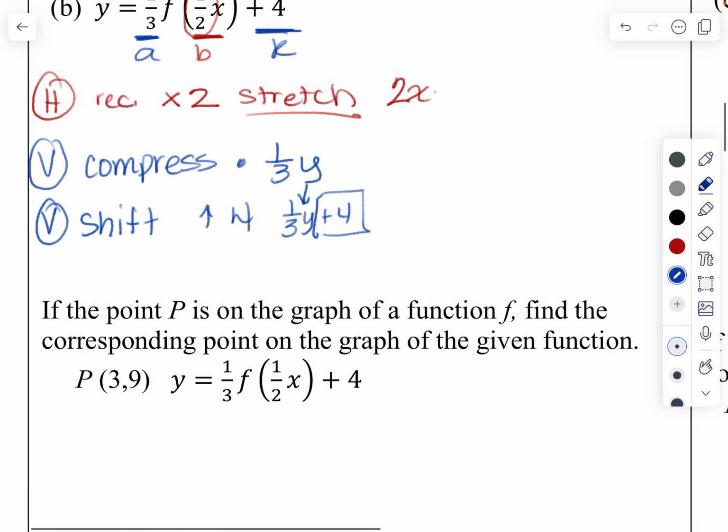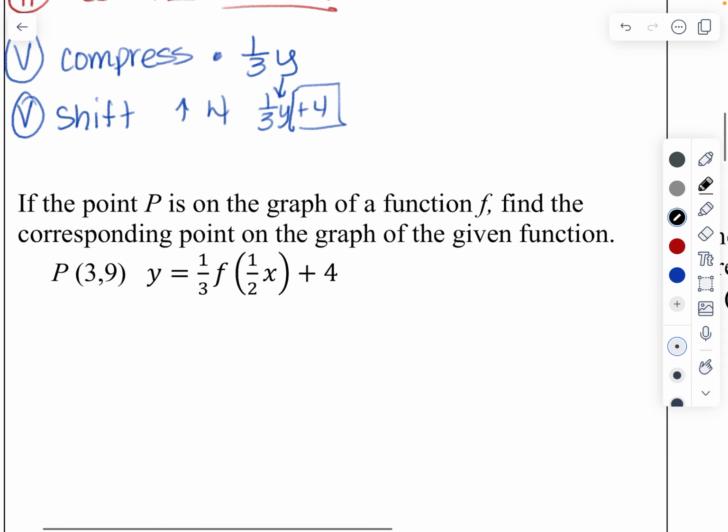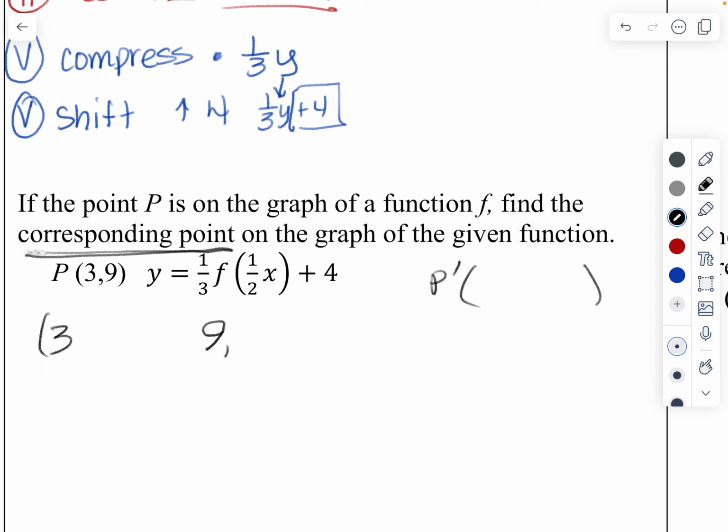Okay, so let's go down here. And now that we've described what's happening, we have a horizontal stretch by doubling the horizontal stretch, then a vertical compression by 1/3, and then a shift up 4. Okay, so let's take our point. If the point P is on the graph of the function f, find the corresponding point or the image of the point, that's P prime, on the graph of the given function. So we're going to take 3, 9, and we're going to put it through the transformation.